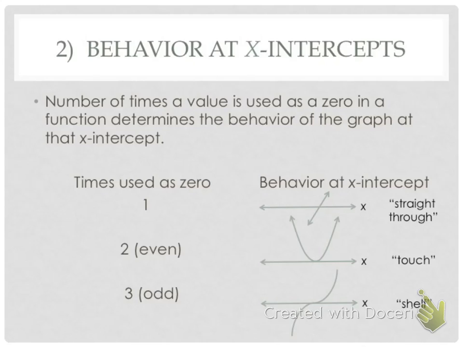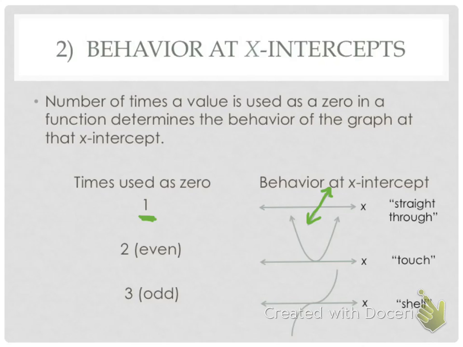Now we can also look at the behavior of our graph at the x-intercepts. What happens here is that the behavior at the x-intercept will depend on how many times that particular zero got used. Or another way of saying that is, how many times did a particular factor get used in rewriting the polynomial? So if we end up with a factor that's been squared, that's really saying that that factor got used twice when the polynomial was being rewritten. So depending on how many times the zero is being used, that tells us what happens with the graph at the x-intercept.